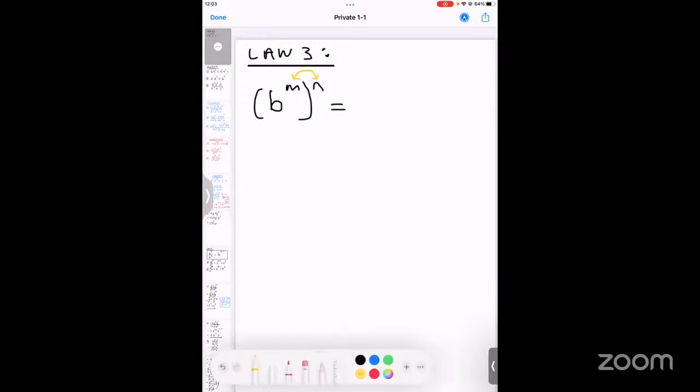So that means we are going to be having a letter B. Between M and N, which letter comes first? M comes first. So that means it becomes B to the exponent MN. That's how the law works, Langelihle.